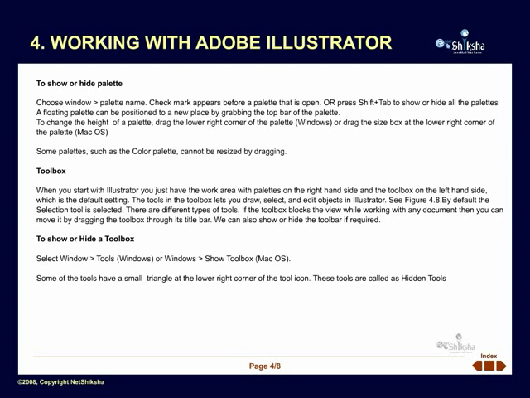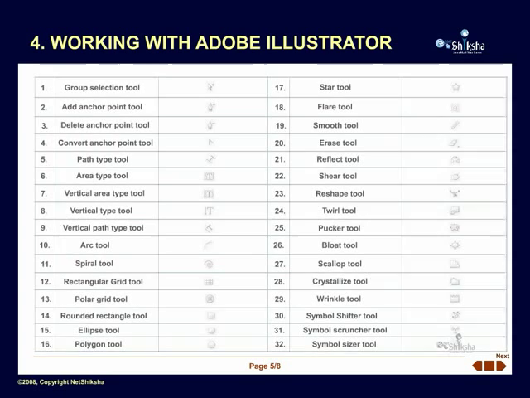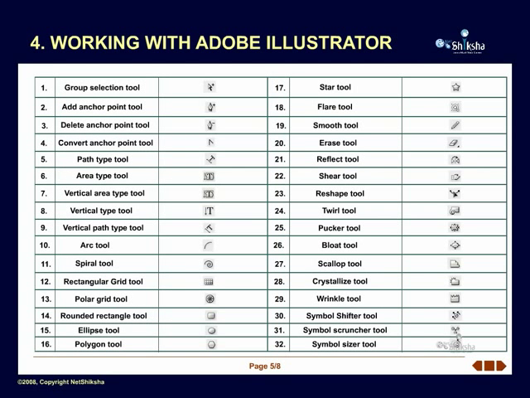on Mac OS. Some of the tools have a small triangle at the lower right corner of the tool icon. These tools are called hidden tools. See the following table here.